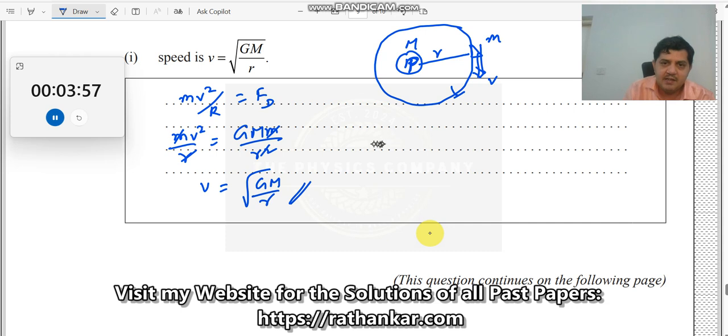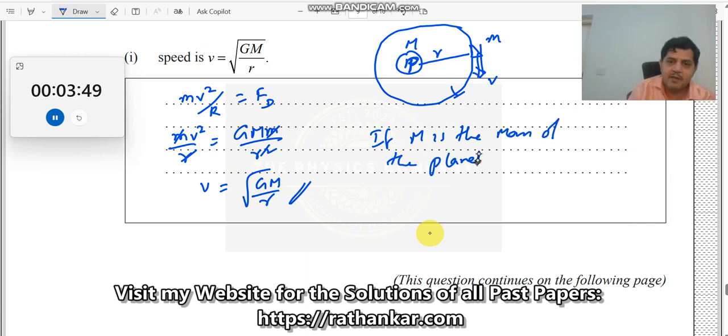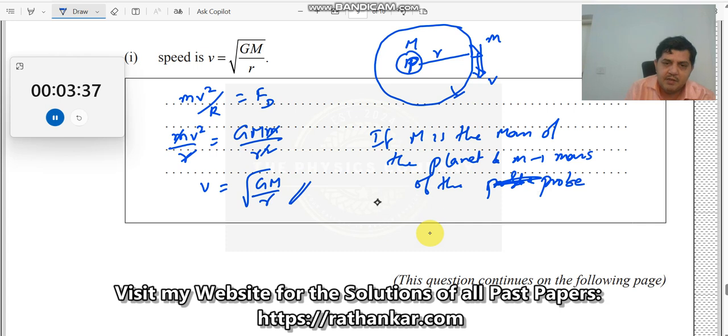You can say, if M is the mass of the planet and small m is the mass of the probe, then what do we have for the probe? We have m v squared by r. You write this equation, and finally arrive at it.